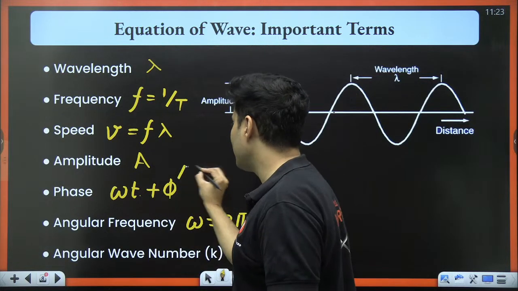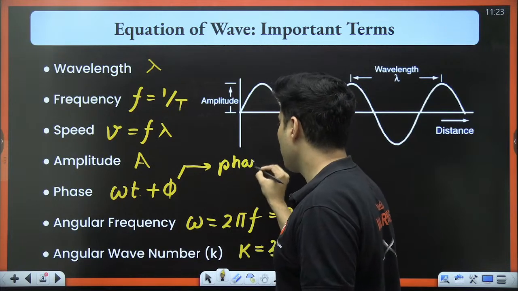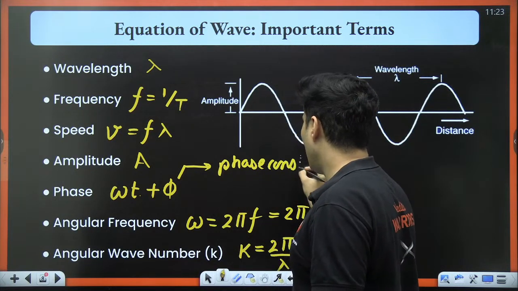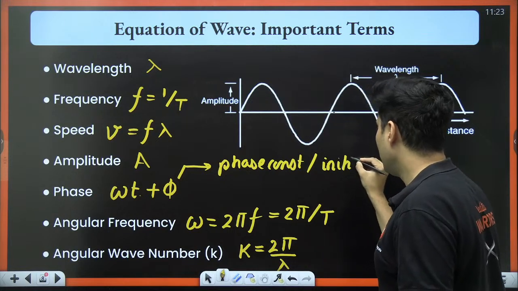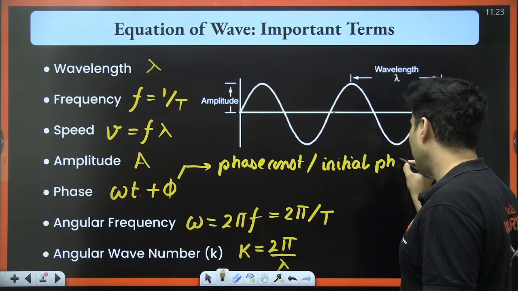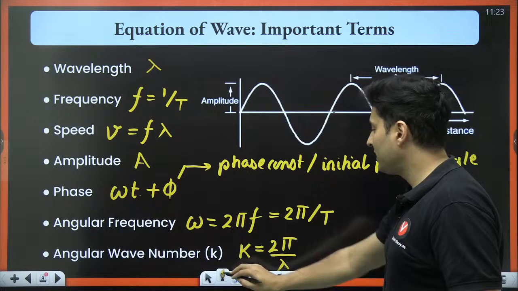What is phi called as? It is usually called the phase constant, or sometimes also called the initial phase angle.